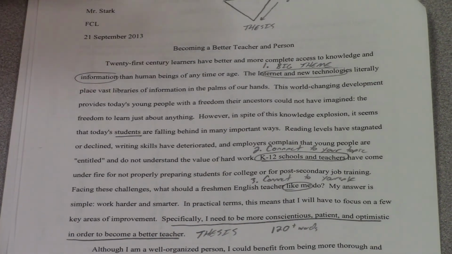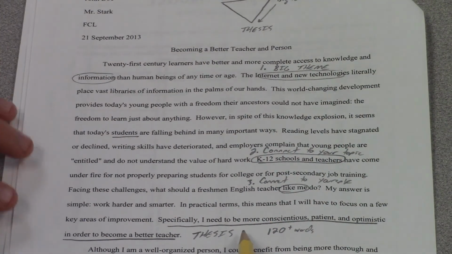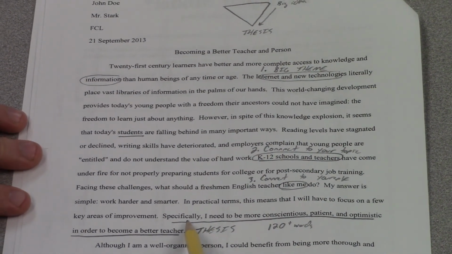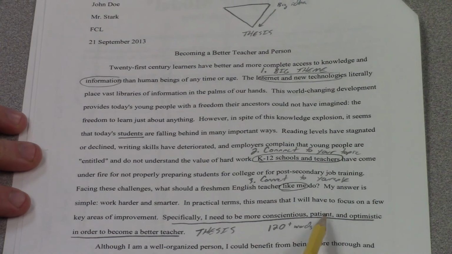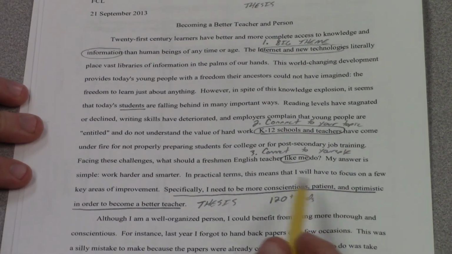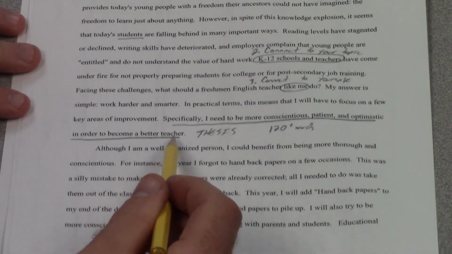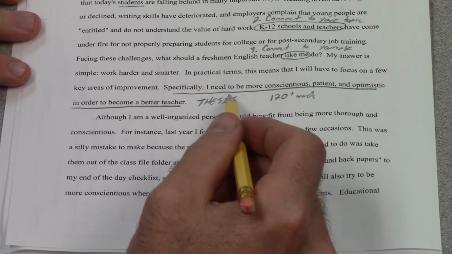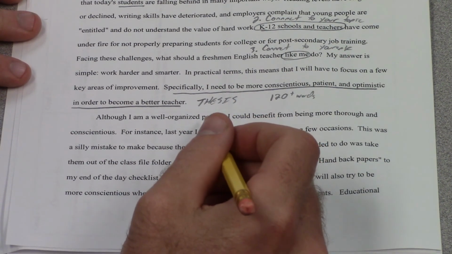You can see where we marked up our opening paragraph previously to show you where we're at. When we did our opening paragraph, we started with a big idea. We narrowed to a thesis. So when I drafted my thesis, here's where I left off. Specifically, I need to be more conscientious, patient, and optimistic in order to become a better teacher. There was my thesis. All right, so at this point, you should all have your opening drafted. Now we're ready for body 1.